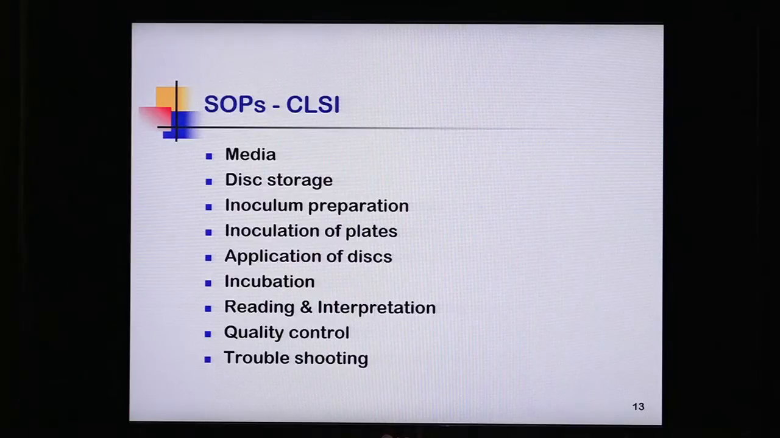This document covers everything. Which media to use, how to handle the discs, how to prepare the inoculum, how to inoculate the plates, how to apply the discs, how much to incubate, under what atmosphere, what temperature, how to read, how to interpret, how to do the quality control and what are the troubleshooting hints. So everything this document gives us, no need to go anywhere else and it's crystal clear.